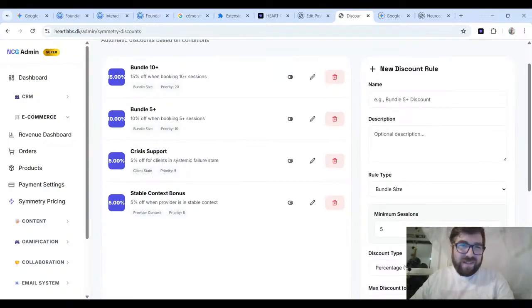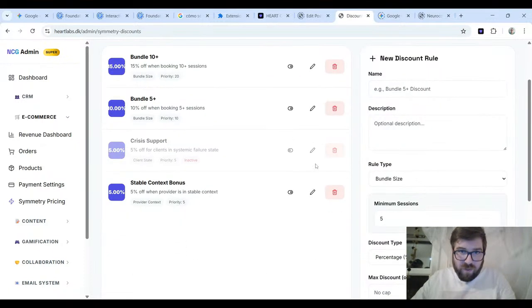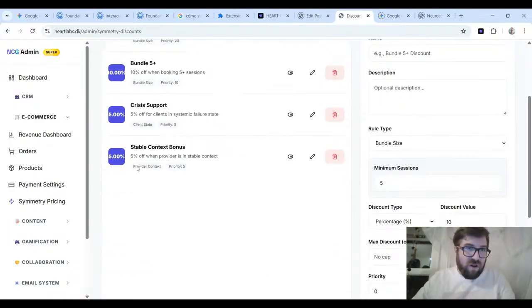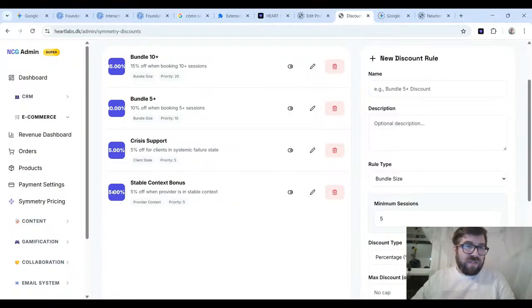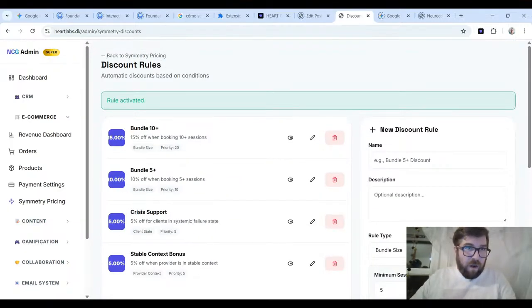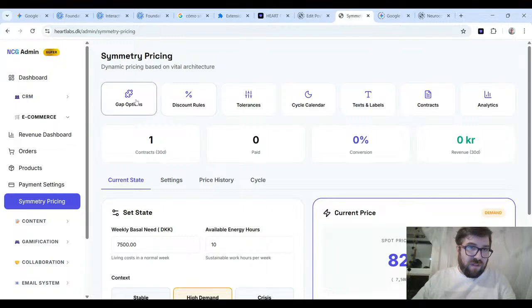But in this case we have a different approach, so you can also give a discount depending on the client's state. You see here the client state rule. You can change the price or give a discount if someone is in crisis, or you can also give a discount if you, the provider, are in a super stable context. But this is kind of a normal thing, like discount rules.